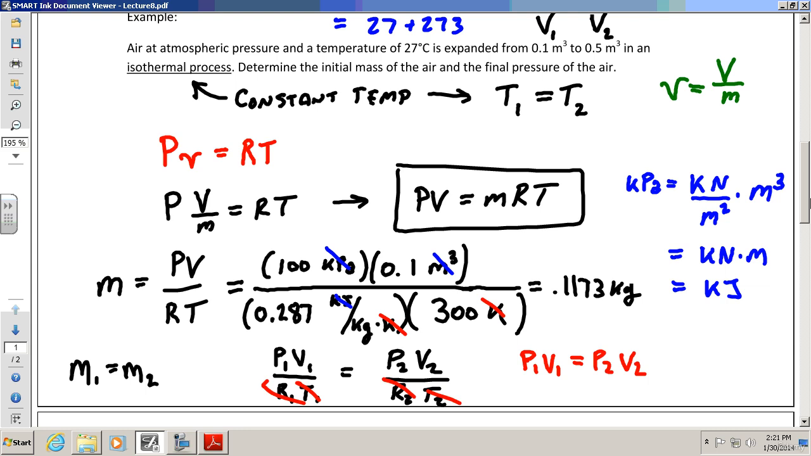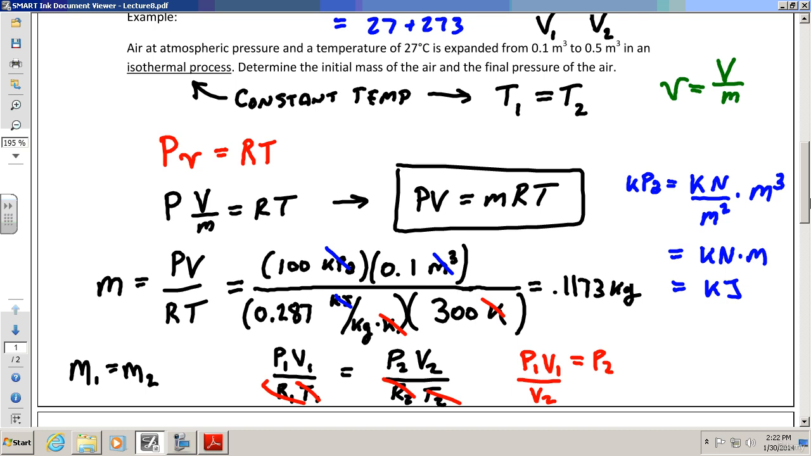That's P2. So I'll just divide this by V1, V2 there. Take that out, and I've got a nice little equation for P2. Basically, it's P1 times the ratio of V1 divided by V2. Well, the volume goes up by a factor of 5. Therefore, the pressure has to go down by a factor of 5.